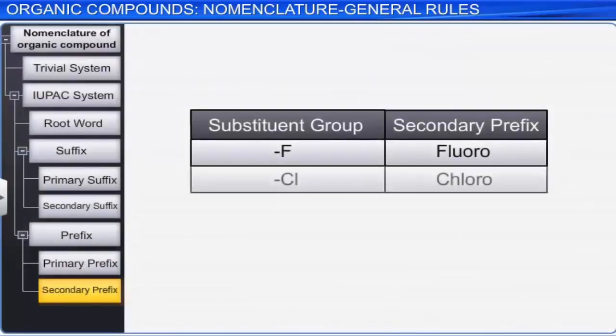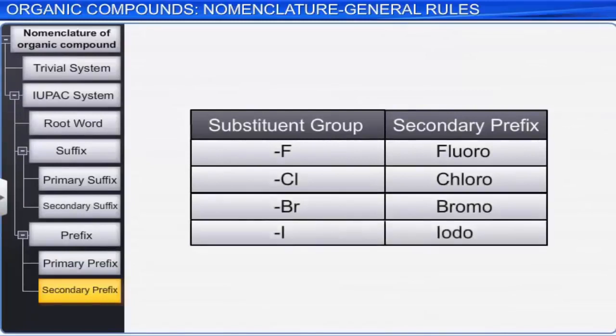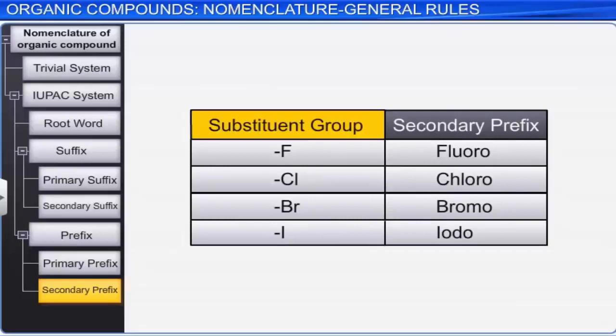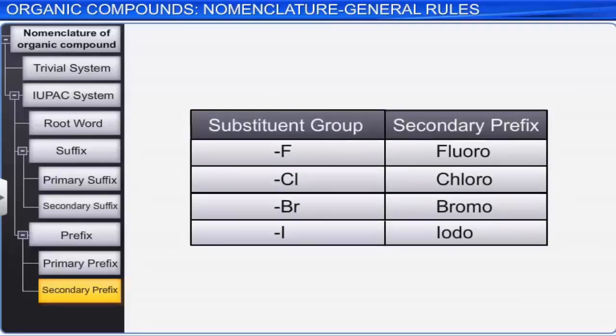In the IUPAC system, some groups are not considered as functional groups. They are treated as substituent groups. In such cases, the substituent acts as the secondary prefix. Some secondary prefixes and their substituent groups are fluoro for fluorine, chloro for chlorine, bromo for bromine, iodo for iodine respectively.